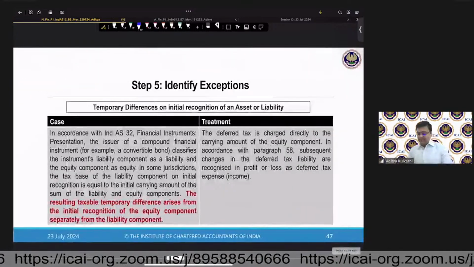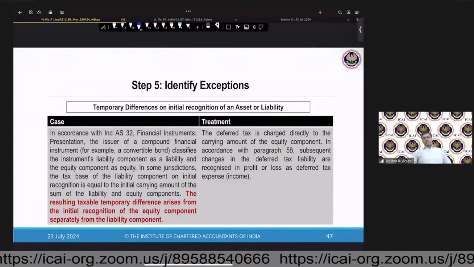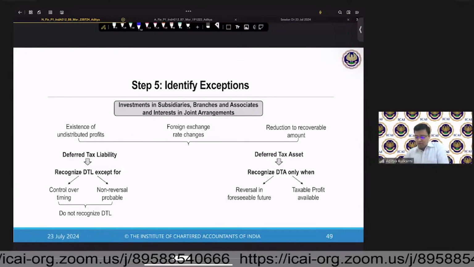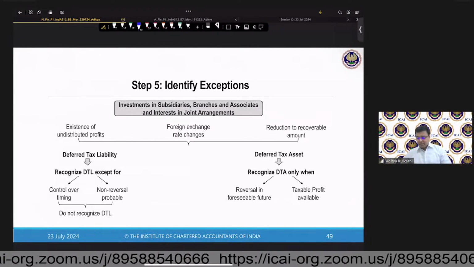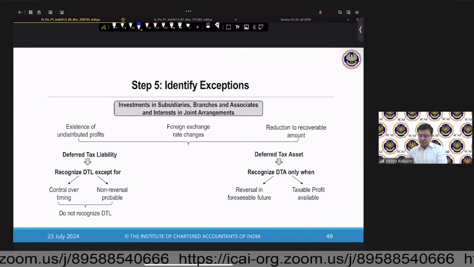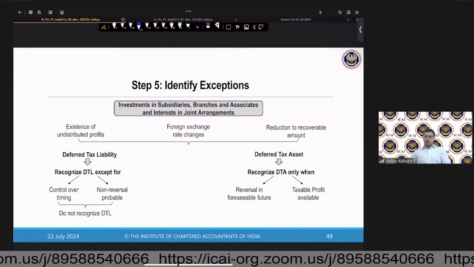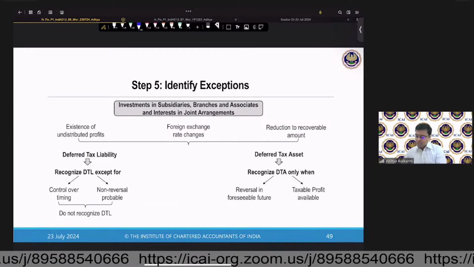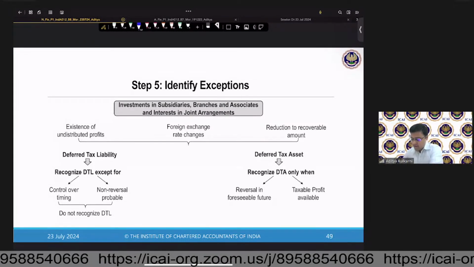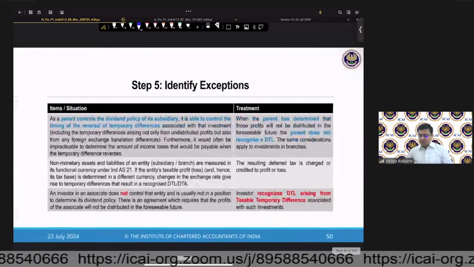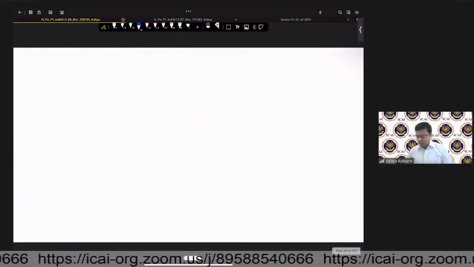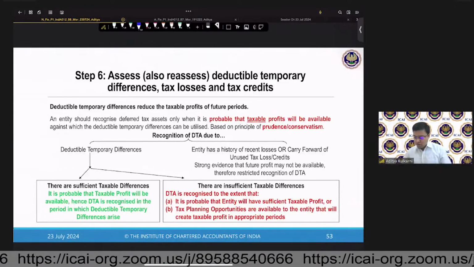So for these additional questions, go through the sheet which I have added. Yes, you can get that. Investment in subsidiaries, branches, and associates: DTL is recognized except where there is control over the timing and non-reversal is probable. Recognize DTA only when reversal is in the foreseeable future and taxable profit is available. Go through these. There is not much time left to solve the questions.